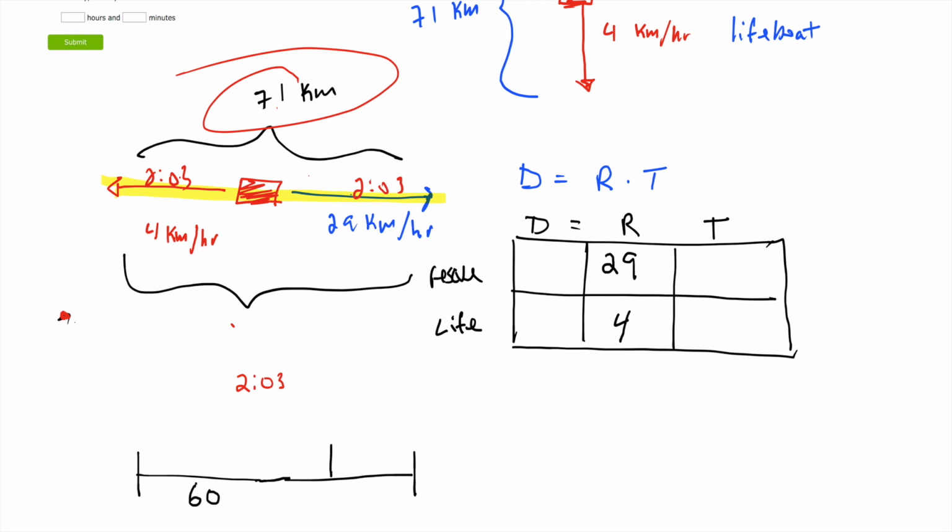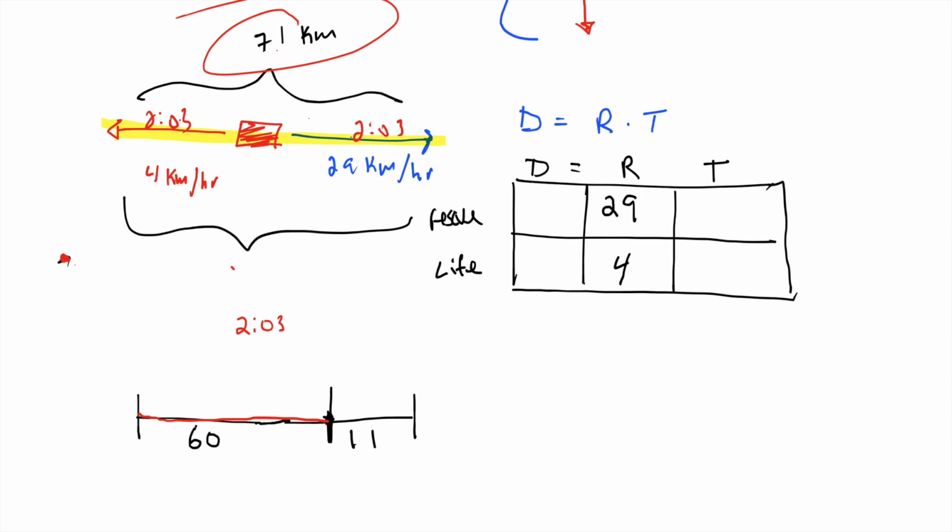So from here, this red part right here is 60, and this little piece right here, remaining, is 11. Hey, what's 60 plus 11? Okay. So we know together it's 71. Now let's say that we don't know that this number here is 60. So I'm going to go ahead and erase it.